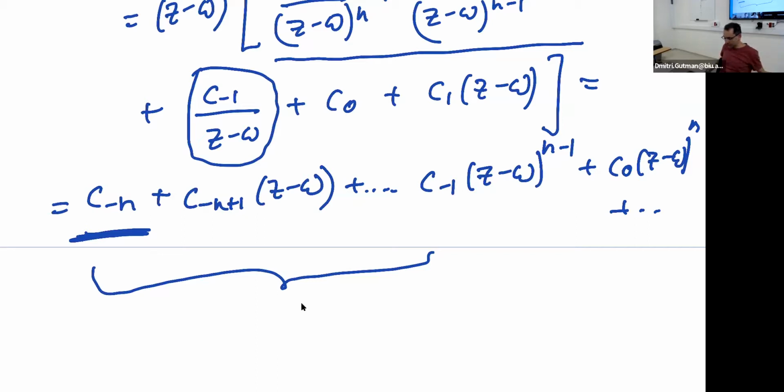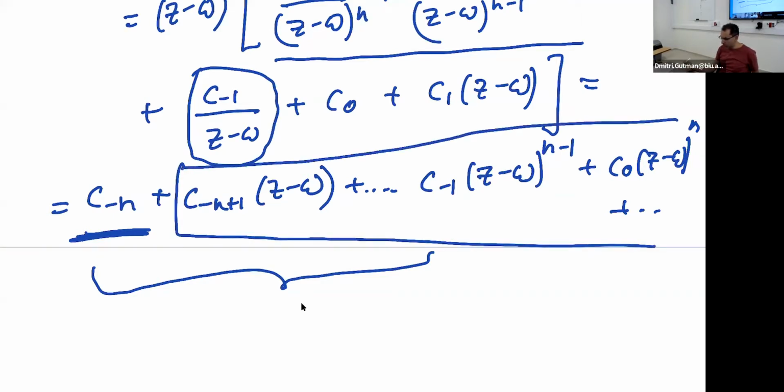This expansion is given. All these coefficients are fixed. You only want to extract c minus 1. And you have all the machinery of complex analysis that you can use. How can you formally program the extraction of c minus 1 from this expansion? What can you do? We take z to w. If you take the limit z to w, you will get all these terms dropped because they will all vanish, and only c minus n will survive.